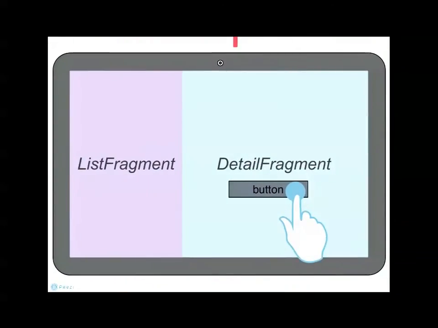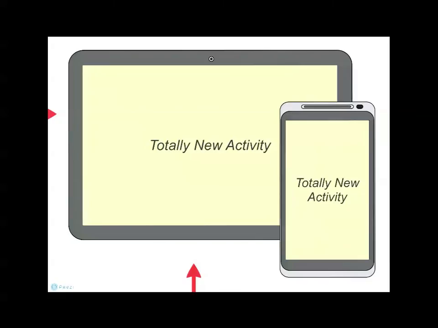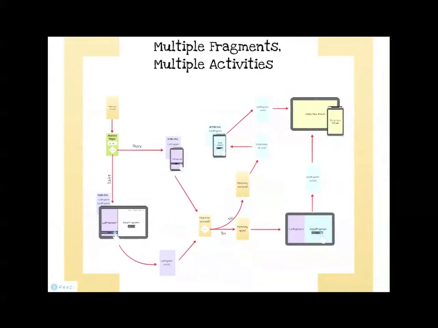That'll look something like this. So now if we click on this button here, we have a detail fragment on click, and then it just starts a brand new activity. Okay, so that's the tablet path through. Any questions on that?